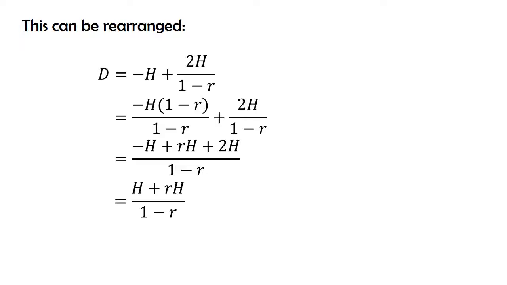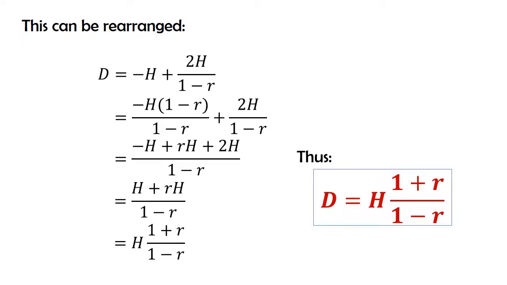And if we pull out the h, that leaves us with h times 1 plus r, h times the quantity 1 plus r, all over 1 minus r. And that can be expressed like this. So our formula looks like this, and that's a very interesting result. So we can take the initial height and multiply it by the ratio of 1 plus the common ratio over 1 minus the common ratio.